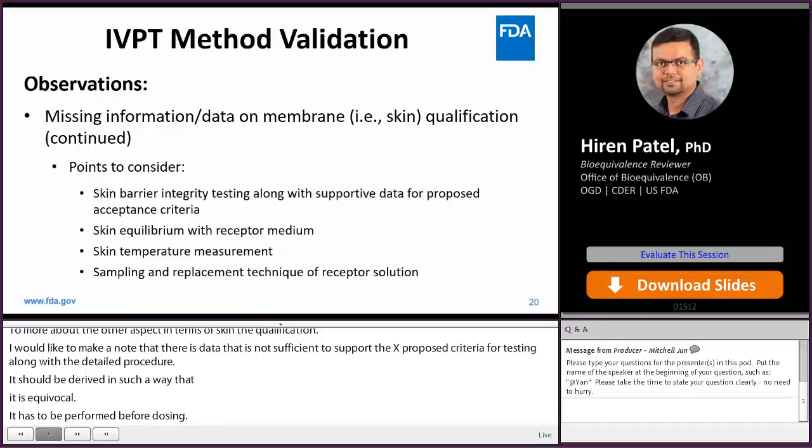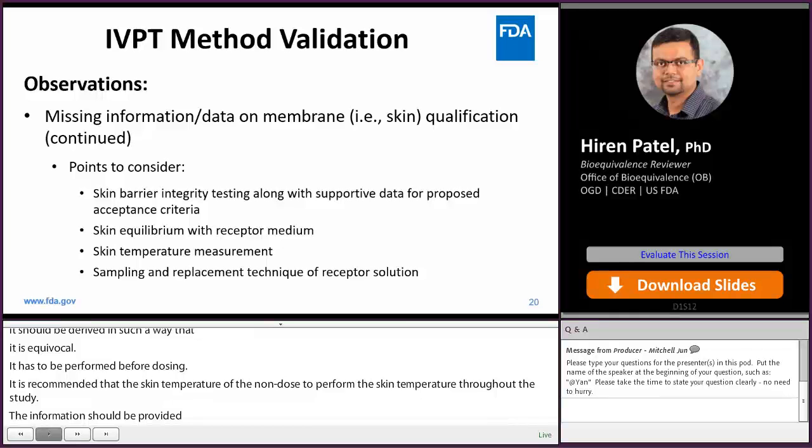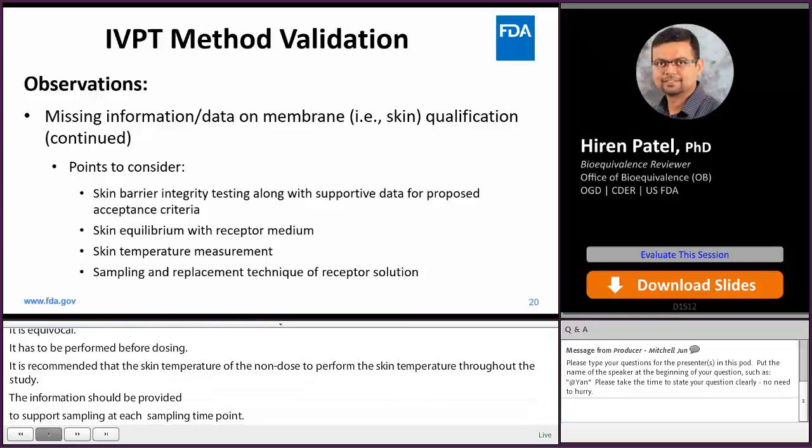Detailed information should be provided to support the sampling and replacement procedure at each sampling time point. Each and every validation parameter is important. However, the method discrimination parameters such as sensitivity and selectivity are more crucial to support the validation of the developed IVPT method. In this regard, I would like to start with IVPT sensitivity.